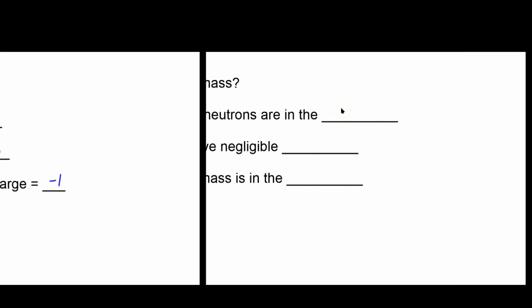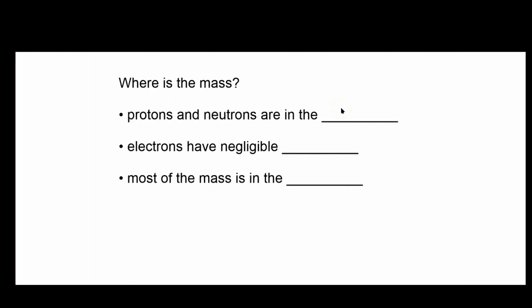Most of the mass of an atom is concentrated in the nucleus. That is because protons and neutrons are both found there, and each has relative mass of about 1. Electrons are much lighter, so their contribution to the total mass is usually treated as negligible. So, if a question asks where most of the mass of an atom is found, the answer is the nucleus.